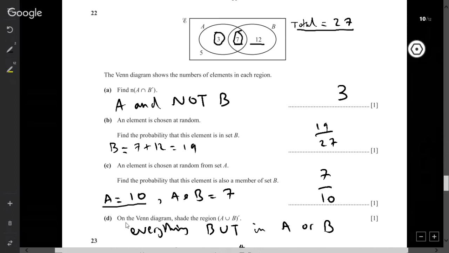And finally, on D, on the diagram, shade the region A union B complement. So that is everything but what's in A or B. So all we need to do here is shade the outer region, everything not in the circles, not in A and not in B.